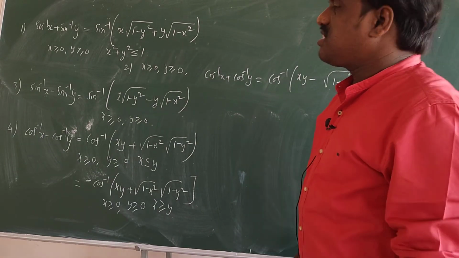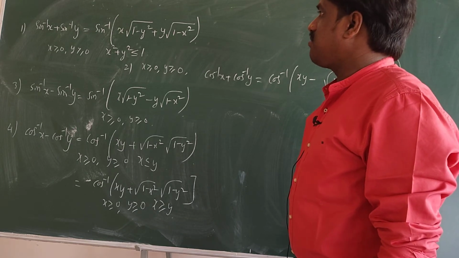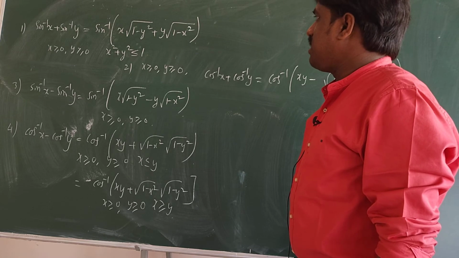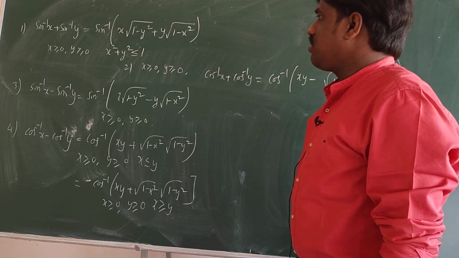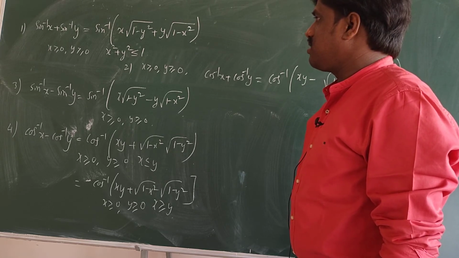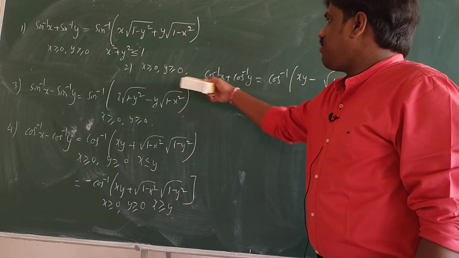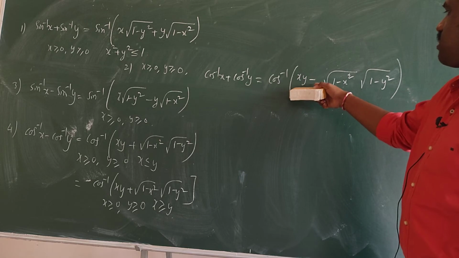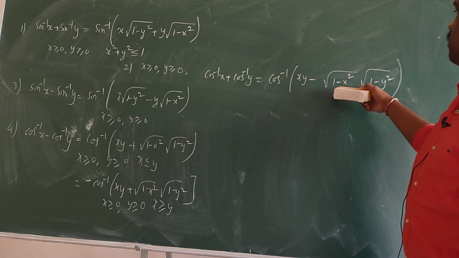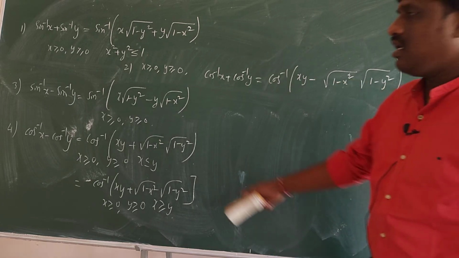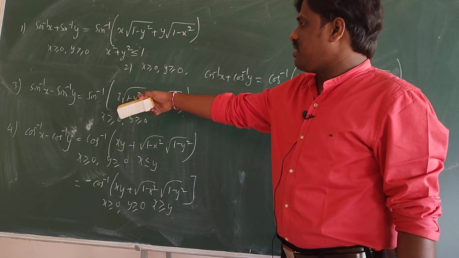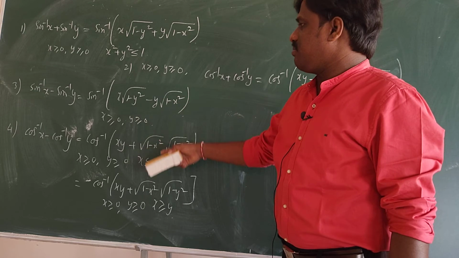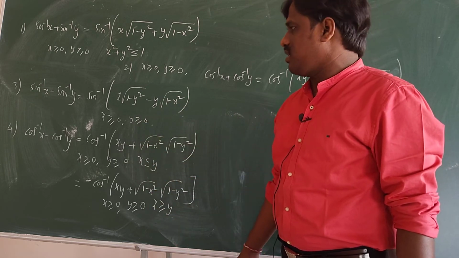Sin inverse x plus sin inverse y is sin inverse of x into under root of 1 minus y square plus y into under root of 1 minus x square, where x greater than 0, y greater than 0, x square plus y square less than or equal to 1. Cos inverse x plus cos inverse y formula: cos inverse of xy minus under root of 1 minus x square under root of 1 minus y square. Sin inverse x minus sin inverse y formula: sin inverse of x into under root of 1 minus y square minus y into under root of 1 minus x square, where x greater than 0, y greater than 0.